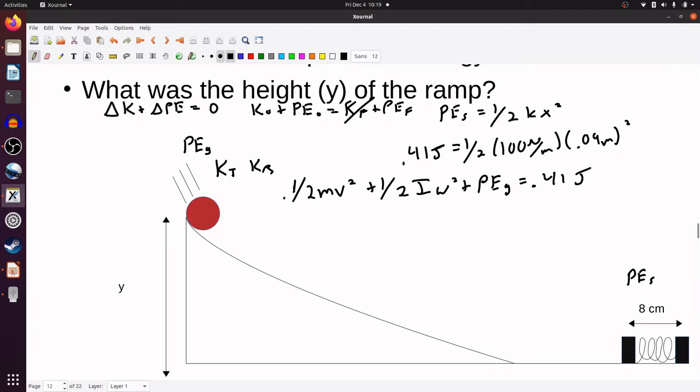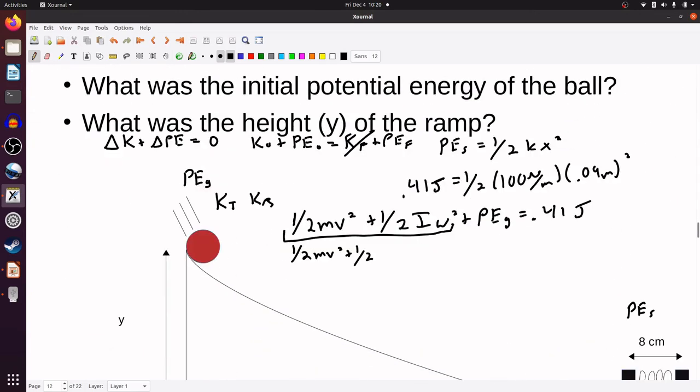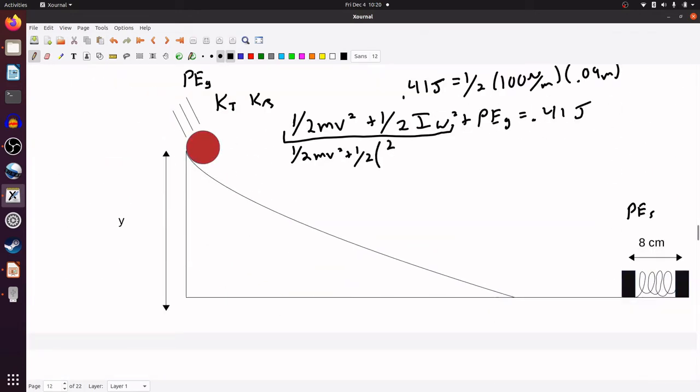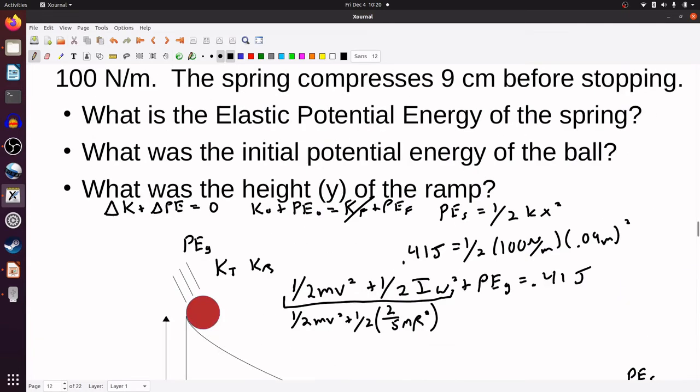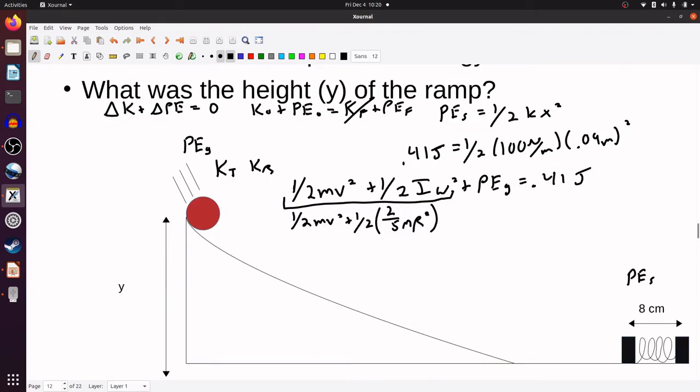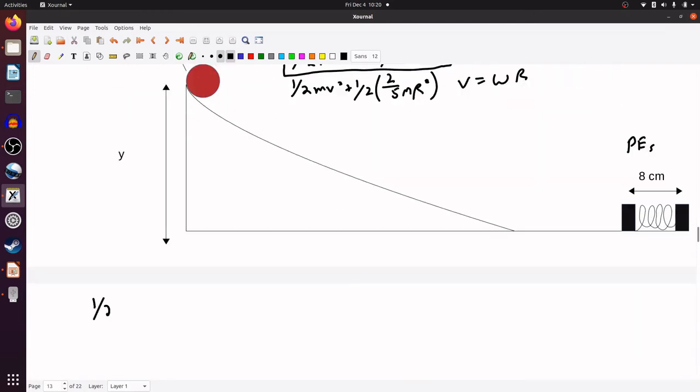I'm going to simplify this part right here a hair. So 1/2 mv squared plus 1/2 I. It says it's a solid sphere, and if you look that up, you get 2/5 mr squared, which immediately presents a problem because we were not given the radius. But I do know that v is equal to omega r. So I'm going to make a substitution: 1/2 mv squared plus 1/2 of 2/5 mr squared times v squared over r squared. Now the r's cancel, these 2's cancel. We'll still have plus PE sub G, and it's still equal to roughly 0.41 joules.